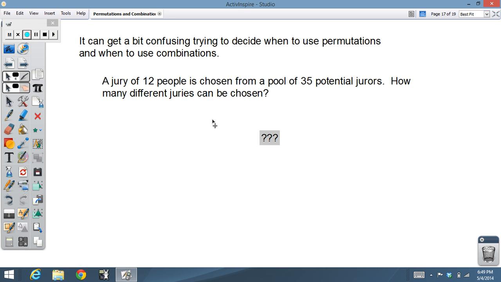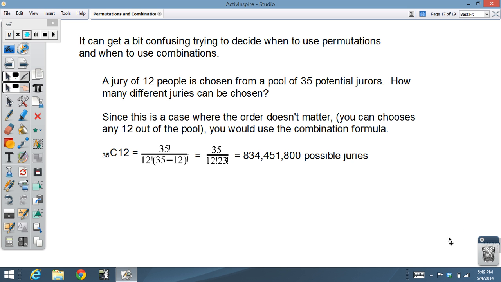But here we realize 12 people are chosen. Order doesn't matter. We're lumping them all into 1 jury. We'll use the combination formula. So 35 factorial on top, 12 factorial times 35 minus 12 factorial on the bottom. We get 834 some million possible juries that we can make out of a combination of that sort.